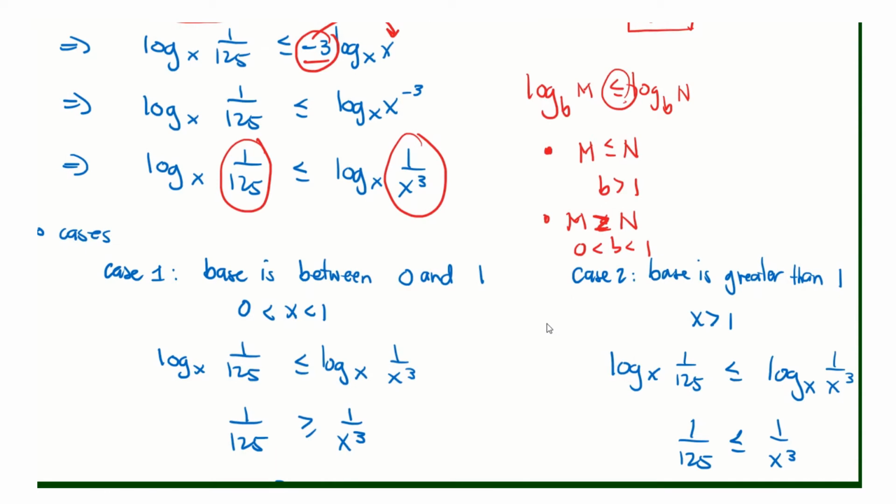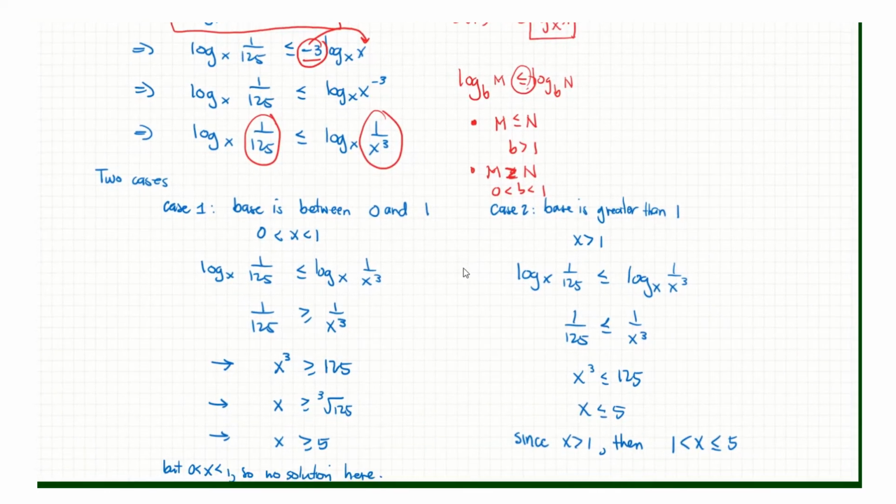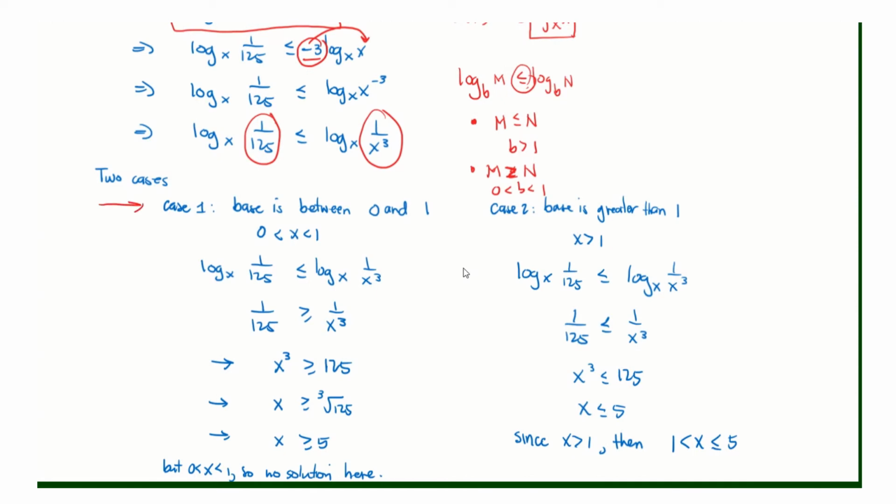So take note of our cases. Case number 1, the base is between 0 and 1. In other words, the x, which is our base, is between 0 and 1. So copying what we have from this step, log base x of 1 over 125 less than or equal to log base x of 1 over x cubed. Relating these two, you can see them here. The inequality is reversed because we have assumed that the base is between 0 and 1. Therefore, 1 over 125 is greater than or equal to 1 over x cubed.